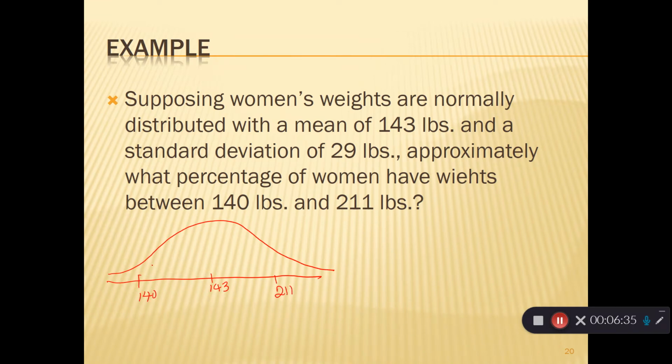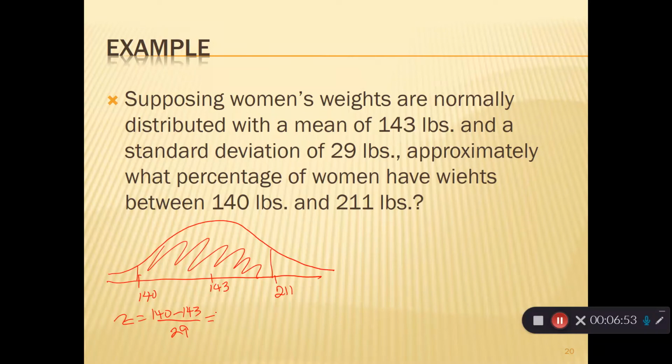I don't think I drew that quite symmetrically. 140 should probably be closer over here, but you understand what I'm doing. So I'm trying to do this area in between. Okay, so my z-score here would be 140 minus 143 divided by 29.